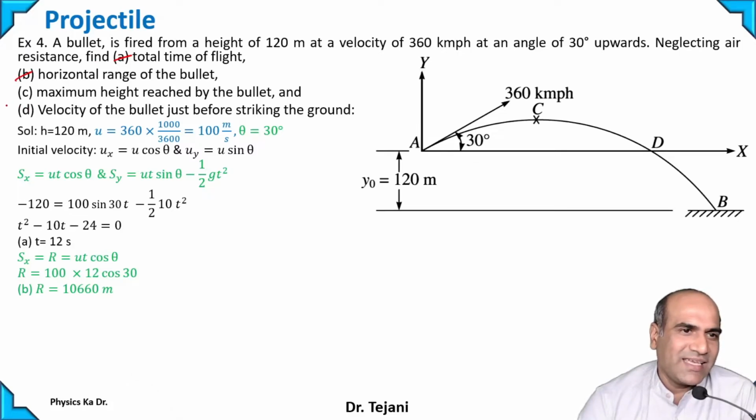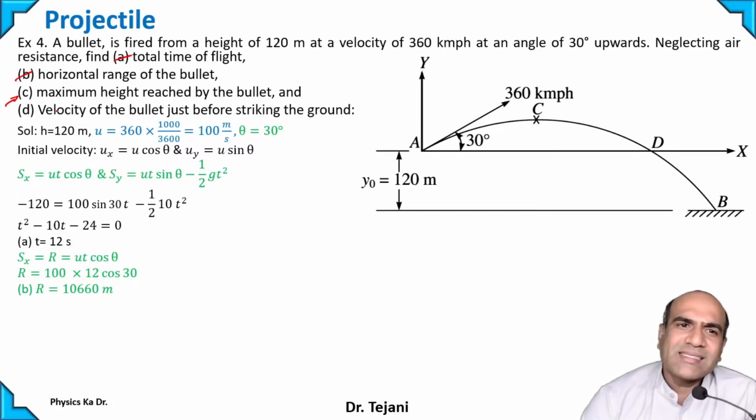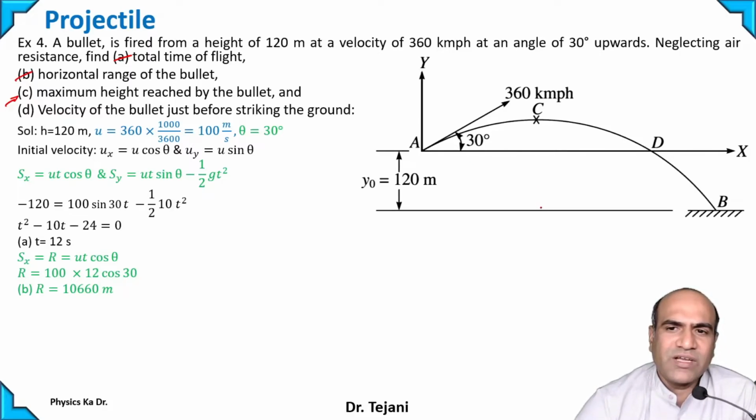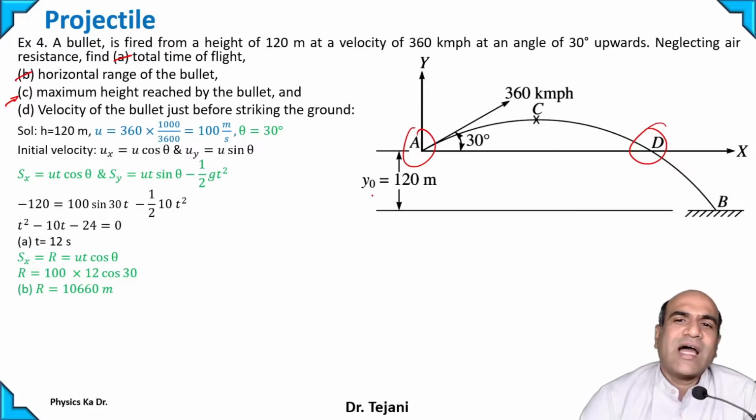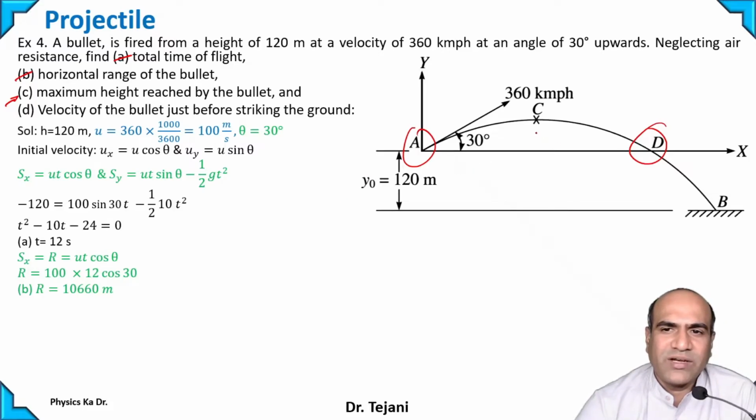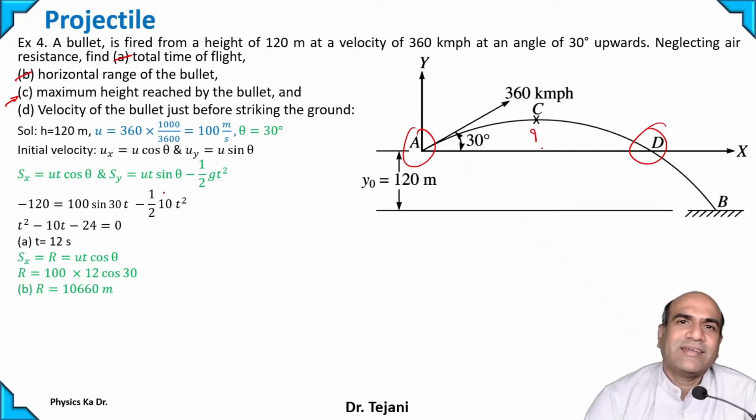Now we are at C. Maximum height reached by the bullet. Here it is difficult to get the height from this position, or you need the equation of trajectory. But you just forget the below portion. Start with points A and D, so you get 120 plus this height. I think it is much more convenient to get the height in such a question.